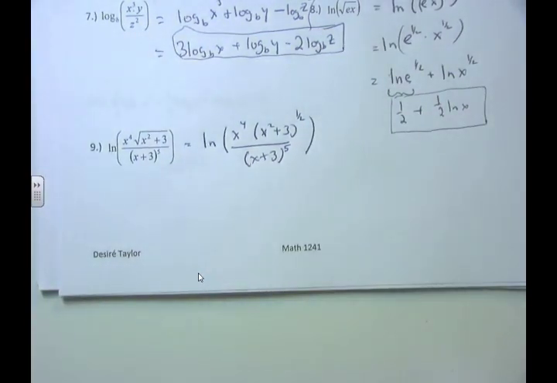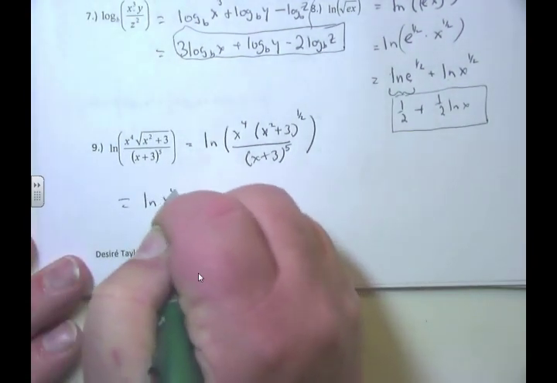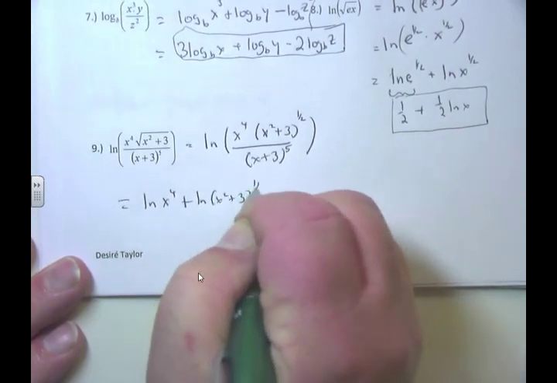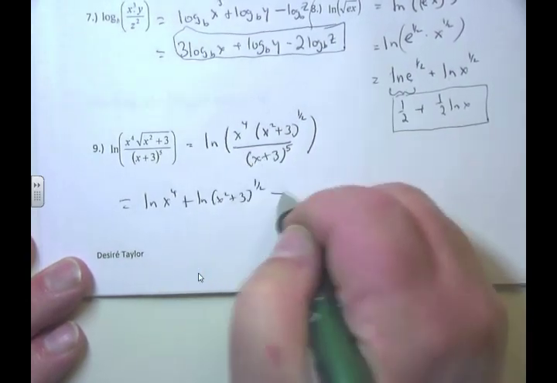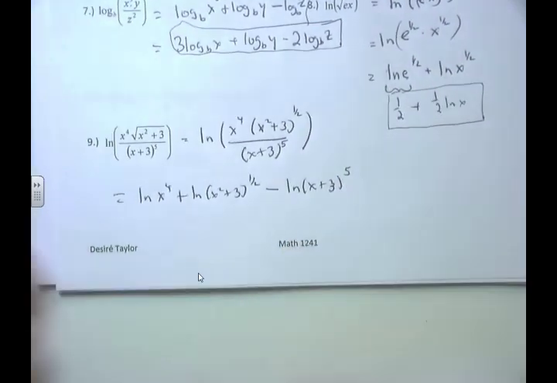Multiplication turns into addition. Division turns into subtraction. This is equal to the natural log of x to the 4th plus the natural log of x squared plus 3 to the 1/2 power. Division turns into subtraction, minus the natural log of x plus 3 to the 5th.